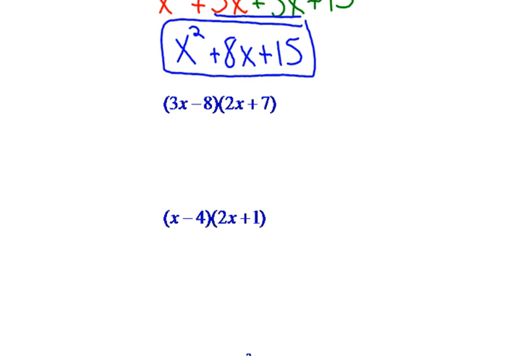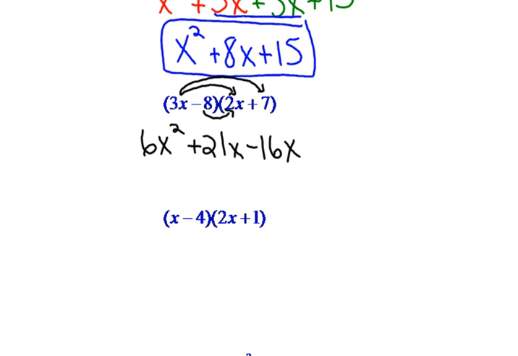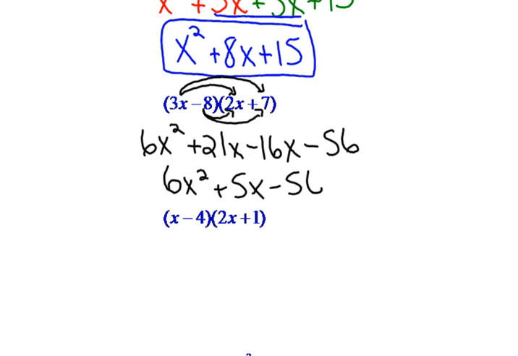Here's our next one. We're going to distribute the 3x times 2x. 6x squared. 3x times 7 is 21x. Negative 8 times 2 is negative 16x. Negative 8 times 7, negative 56. Combine like terms. 6x squared plus, we have 21x minus 16x, so that's 5x minus 56.